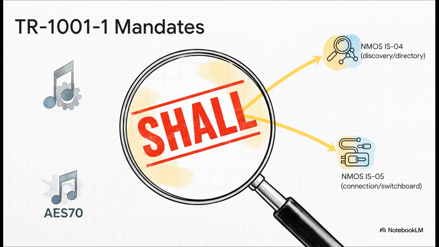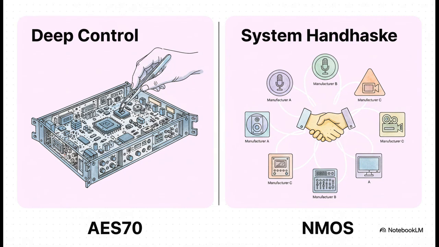And the industry's own blueprint says that all media devices shall use NMOS IS-04 for discovery and shall use NMOS IS-05 for connection. When it comes to these foundational, must-have jobs, AES70 isn't mentioned. So this really distills it all down to its essence. AES70 is a powerful, comprehensive control language for digging deep into one device's settings. But NMOS? NMOS has become the industry's standard connection handshake for making sure all the devices in the system can find each other and get connected in the first place.